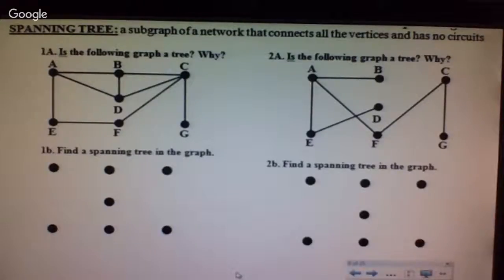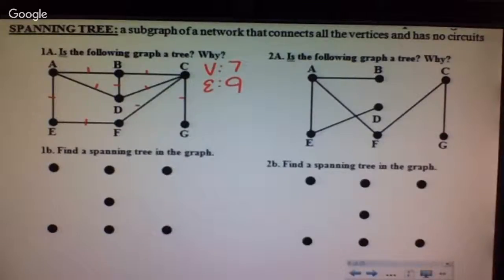So how many vertices do I have right now? 7. I have 7. How many edges do I have right now? 1, 2, 3, 4, 5, 6, 7, 8, 9. 9 edges. Okay, in order for this to be a tree, how many edges do I need?